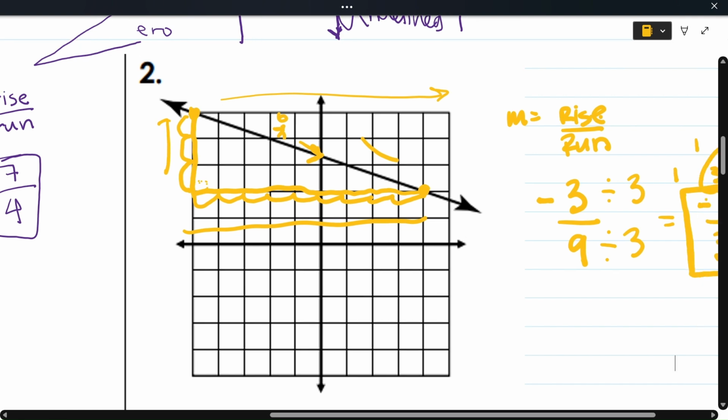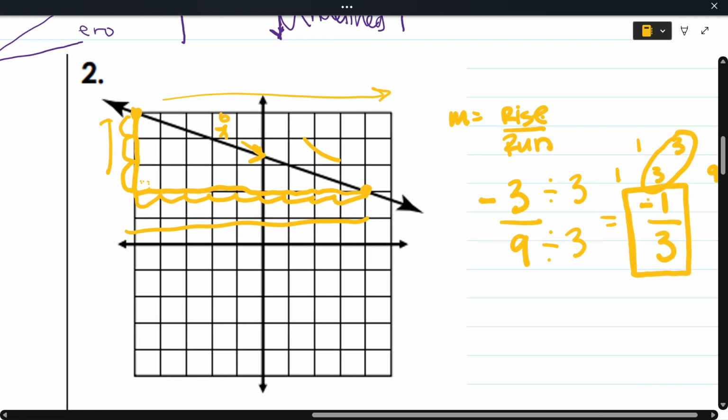negative 1/3. This is also a really good example to pick some different points on the line and see if I still get the same slope, because this is a big line. So I'll pick this point, because it's nice, it's already there. I'll also pick this point, and I'll do the same thing. I'll draw my little triangle. I go boom and boom.